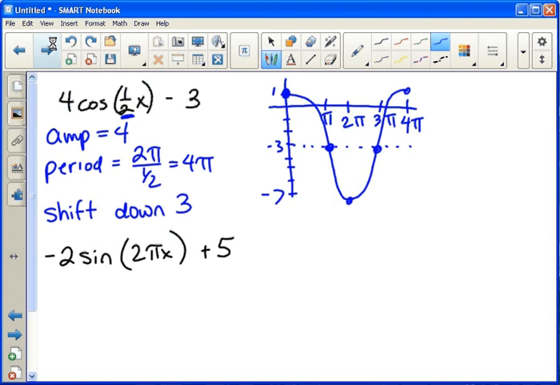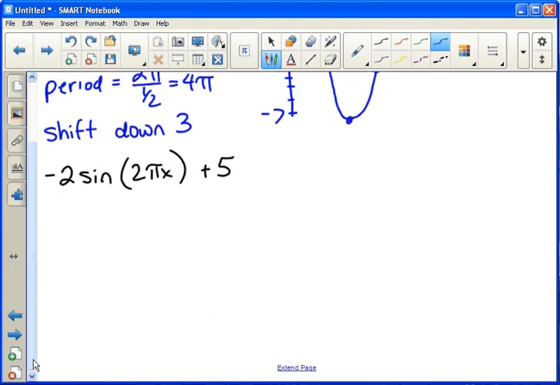Okay, last one. -2 sine of 2 pi x plus 5. Our amplitude is 2. Remember, amplitude is always the absolute value of that number out front. Period is 2 pi over 2 pi, so just 1. And then since this is outside of the parentheses, it's a vertical shift, and because it's positive, it's up. Shift up 5 units.